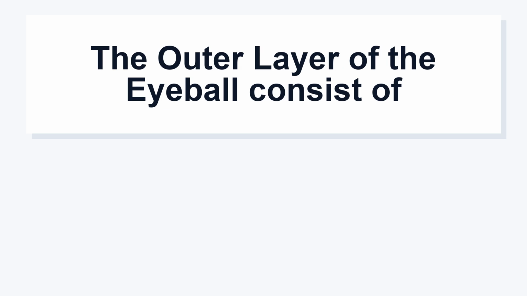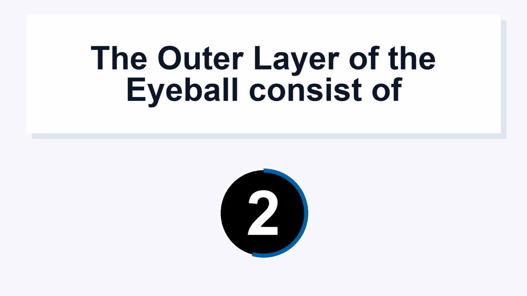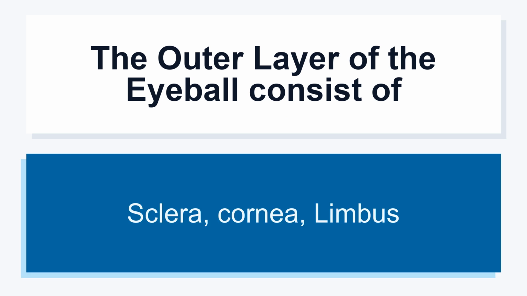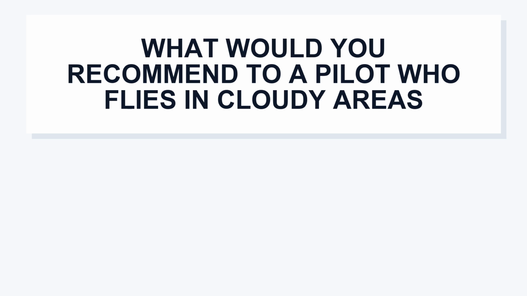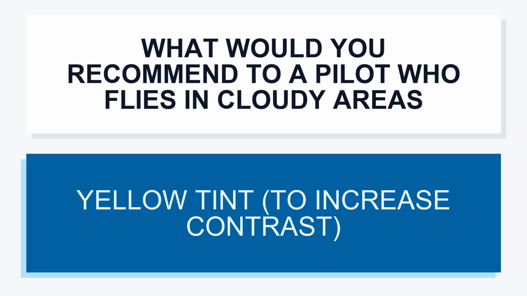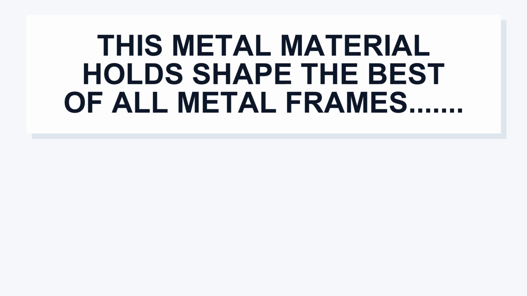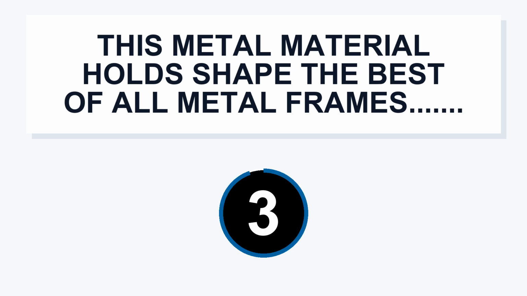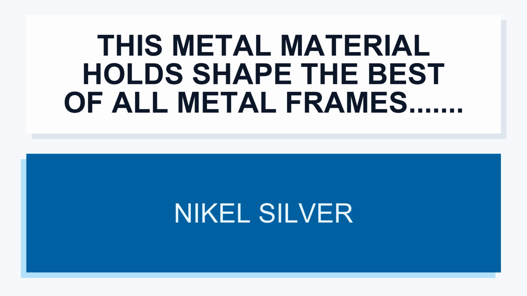The outer layer of the eyeball consists of sclera, cornea, limbus. What would you recommend to a pilot who flies in cloudy areas? Yellow tint, to increase contrast. This metal material holds shape the best of all metal frames: nickel silver.